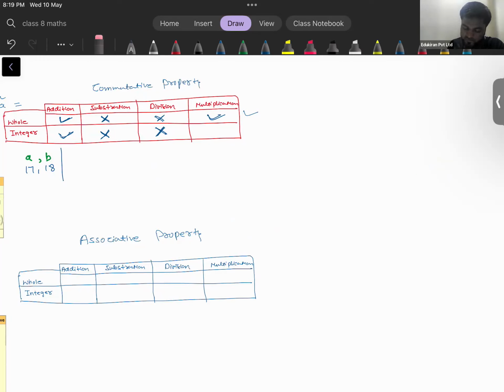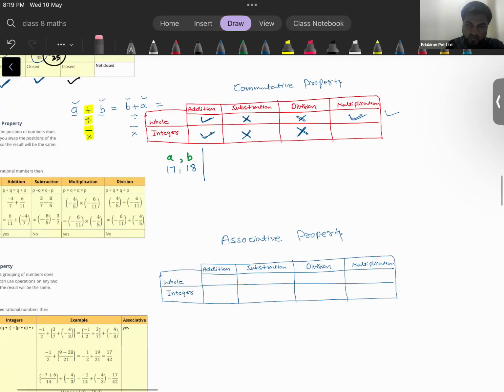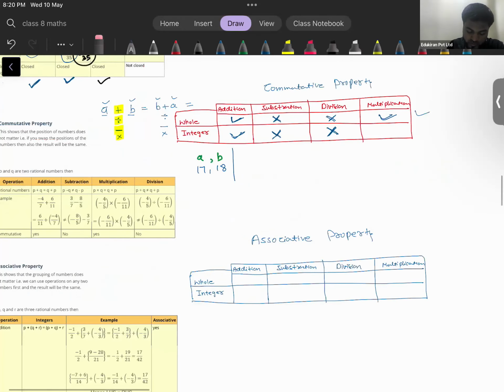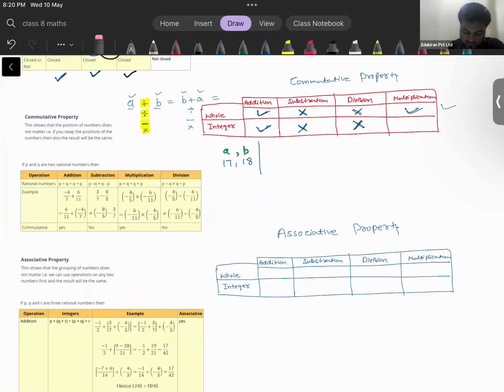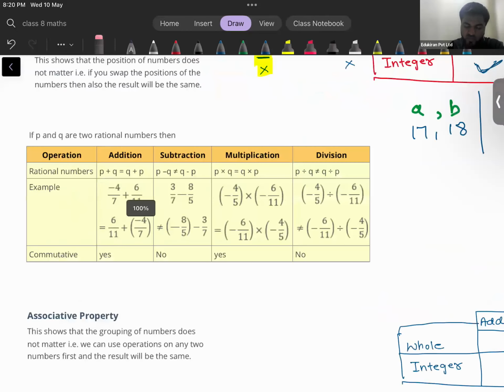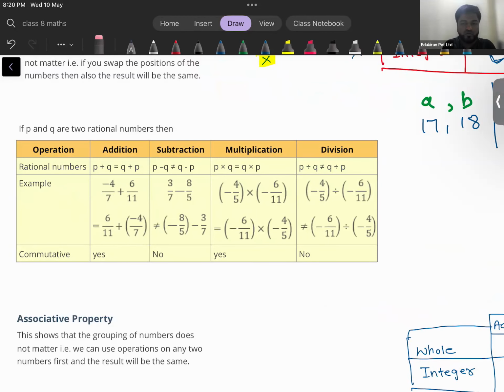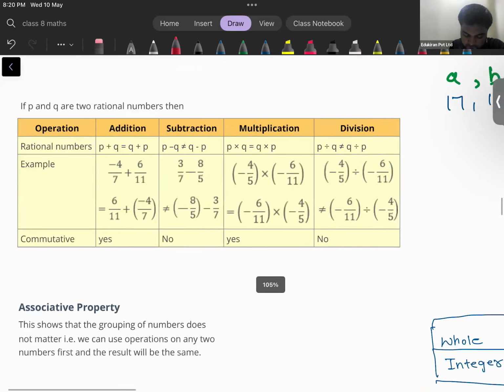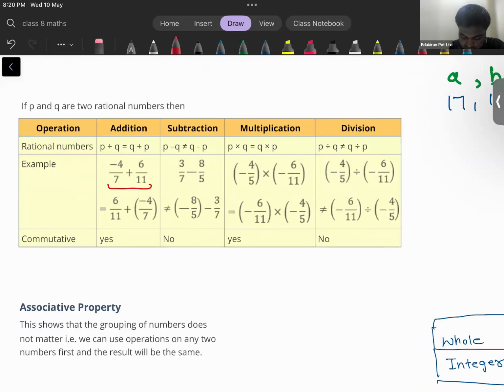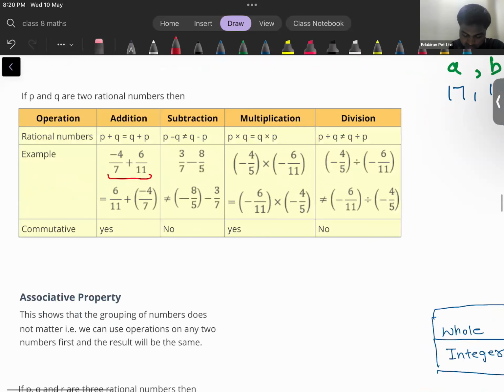Now, if we discuss the commutative property with respect to rational numbers, let's find out which operations follow the commutative property: addition, subtraction, multiplication, and division. Out of these four, which one is following the commutative property? Let's talk about addition. From the example you can see whether it seems to be correct or not.